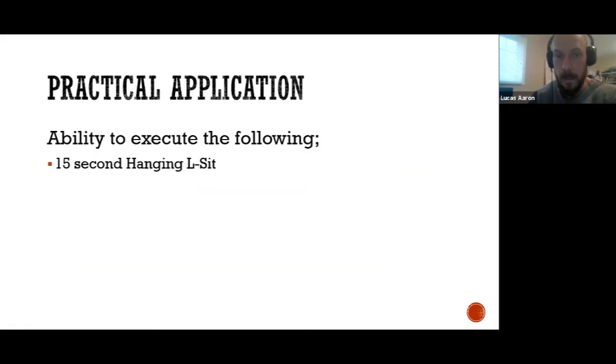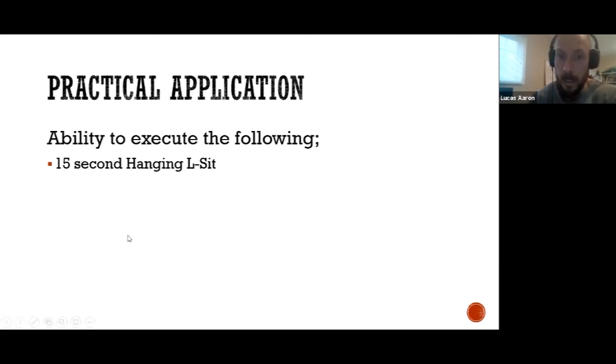For this lesson and for the physical standards of this course to pass, you need to demonstrate a 15-second hanging L-sit and also know how to teach that. So review the 15-second standard video, then also review the tutorial that talks about regressing and progressing the movement and how we want to think about doing that for individuals. Because a hanging L-sit can be introduced at lower levels of ability.